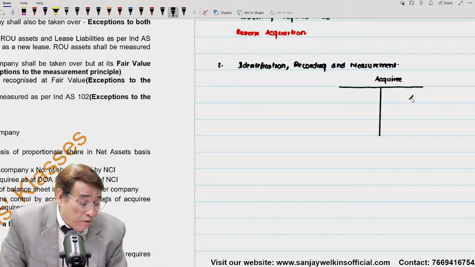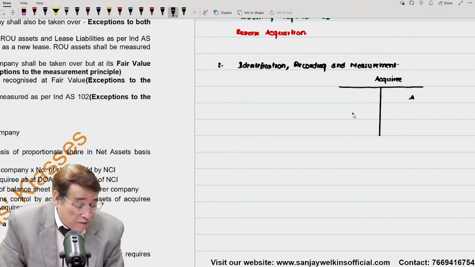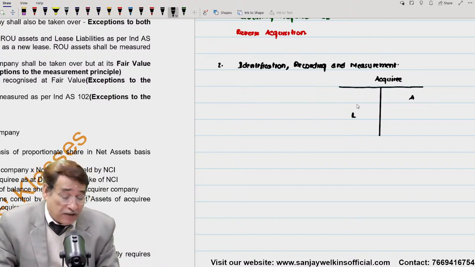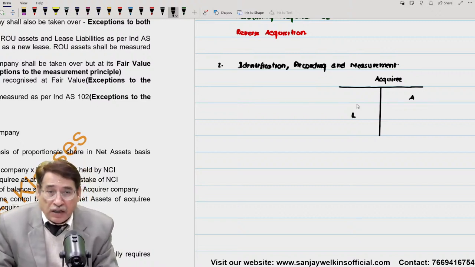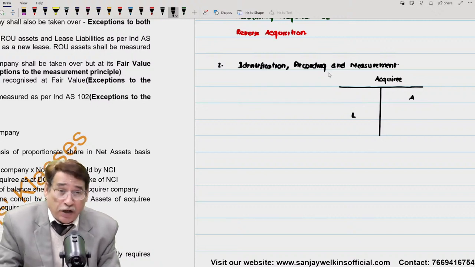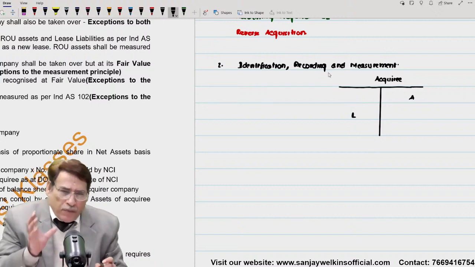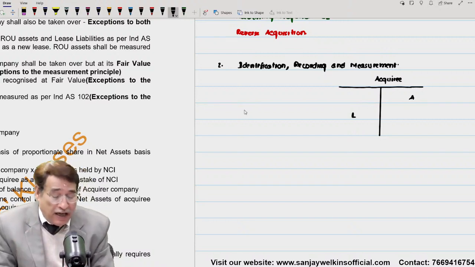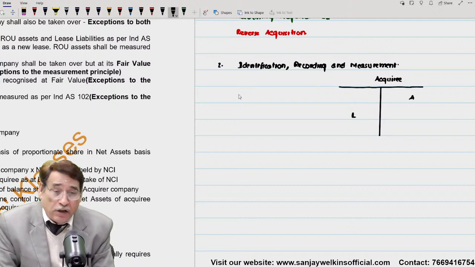Obviously, the acquiree company will have some assets and some liabilities, no doubt about that. Now you have to record those assets and liabilities in your books. Is it clear to you? That is what we mean by identification, recording, and measurement. It is very important that all the assets and liabilities are recorded and you pass the entry.